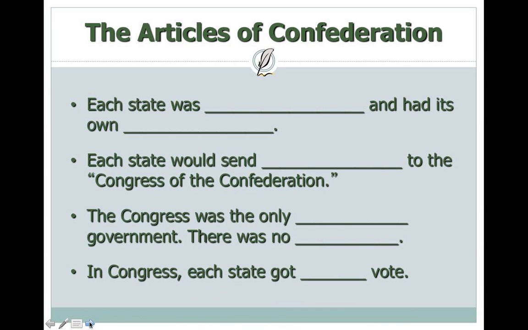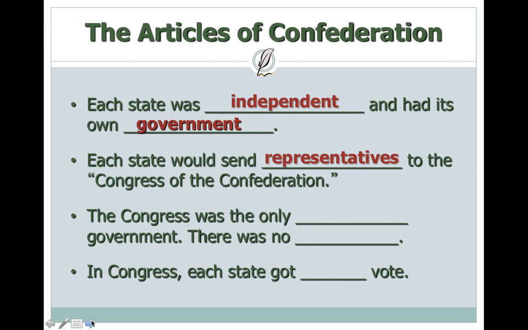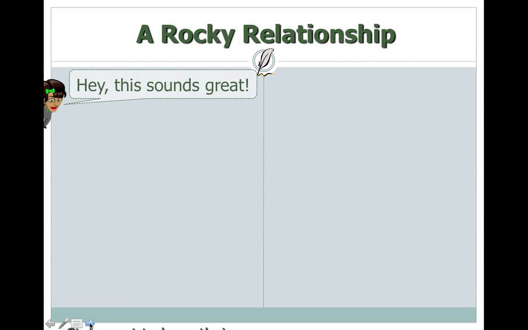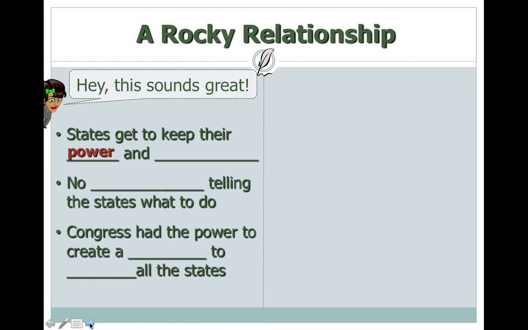Now, the positive part about this was that each state was independent and had its own government. Each state had its state government, and those states would then send representatives to a Congress. The Congress is the only central government that America had at the very beginning, and there was no president. In Congress, each state got one vote, no matter how big or small. It sounded great because states got to keep their power and independence, and nobody could tell them what to do.